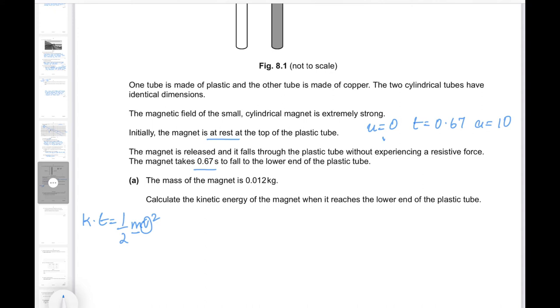So you can use the formula v is equal to u plus at, which means v is equal to 0 plus 10 multiplied by 0.67, which is 6.7 meters per second. And so kinetic energy would be equal to 1/2 × 0.012 multiplied by 6.7 squared, and that is 0.27 joules.